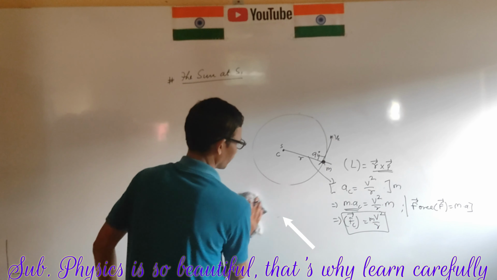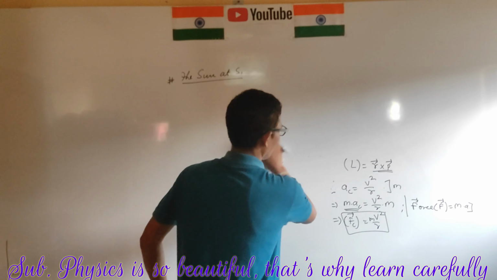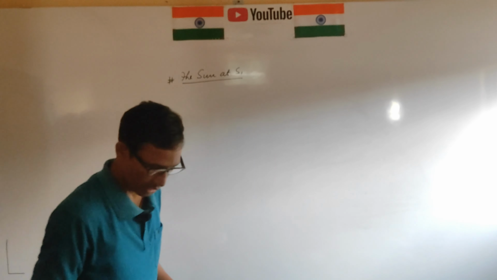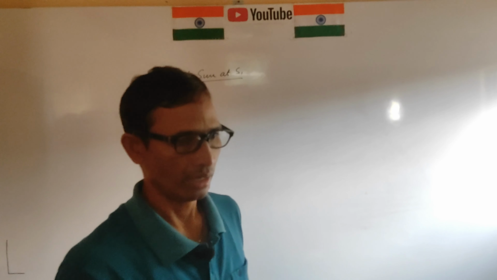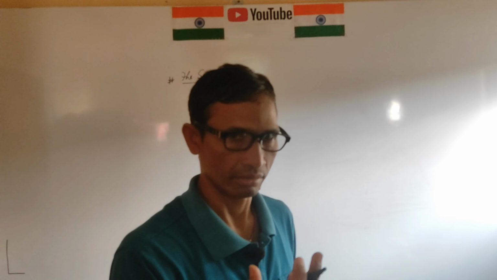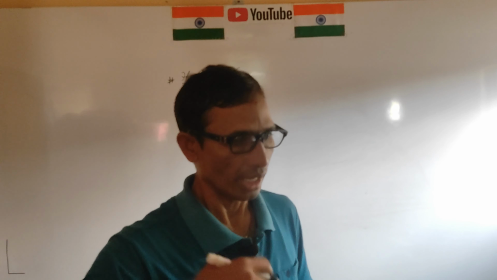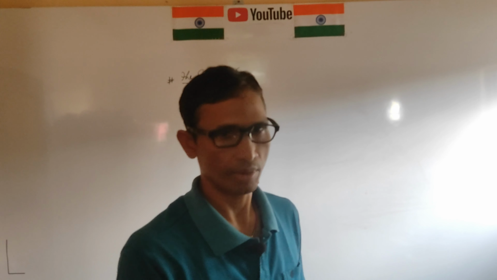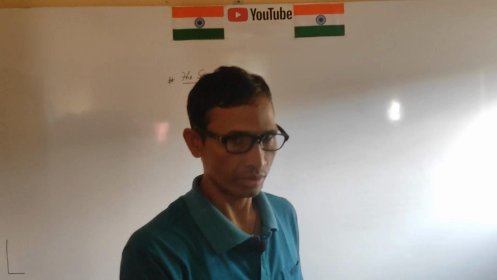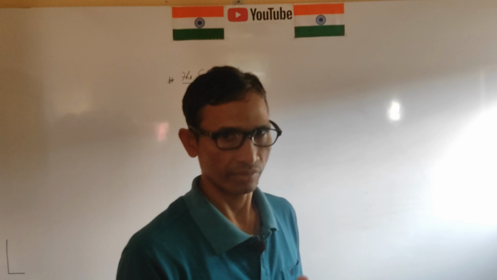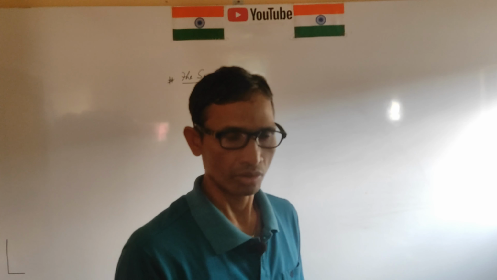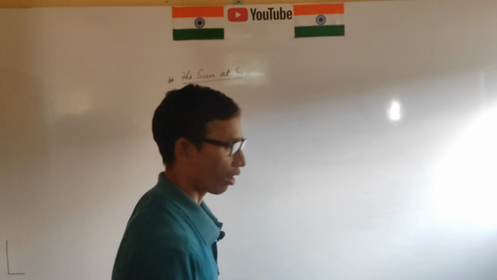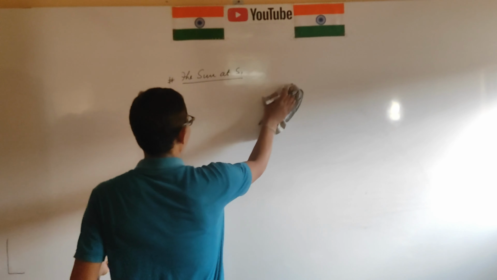So let's know more about this elliptical path. What is the reason behind it? When the planet is moving around the sun, all planets revolve around the sun in an elliptical path, or ellipse. So what is the main reason behind it?